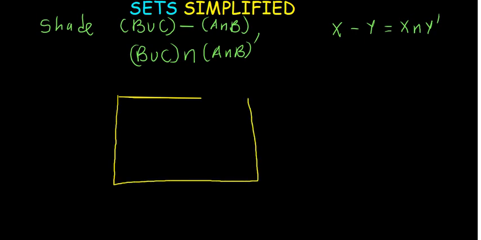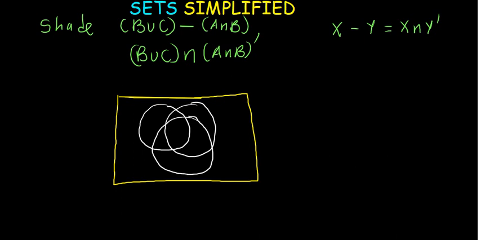We have got the set A, the set B, and the set C. So the first thing we are talking about is A intersection B. Where is A intersection B? It is this region. But we are interested in the complement, not in A intersection B, but what is outside A intersection B. So that's the one we are going to shade. What is outside A intersection B is this region.